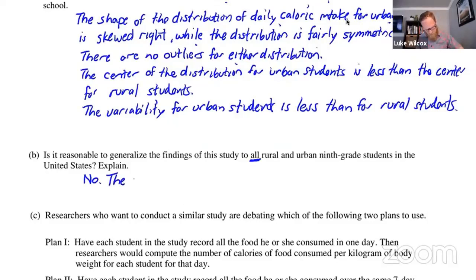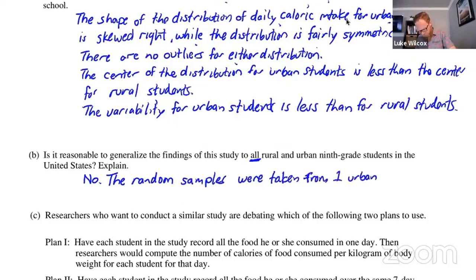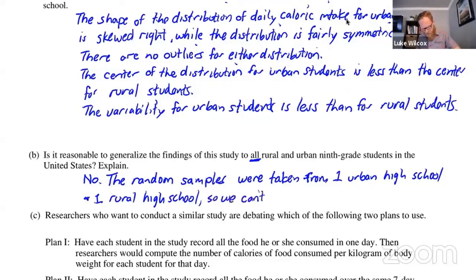So we're going to say that the random samples were taken from one urban high school and one rural high school. So we can only generalize to those two high schools. And actually, I'm going to say, so we can't generalize to all ninth graders.